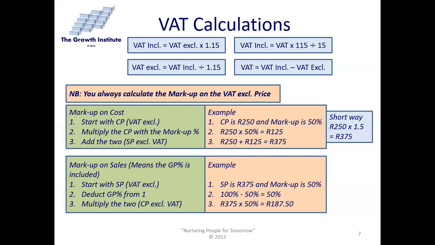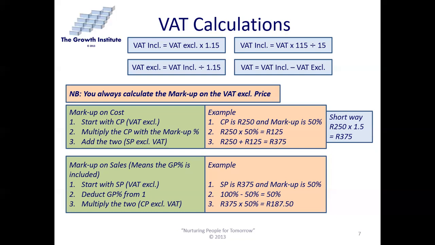Well, then you start with a cost price. Remember, that is VAT exclusive. So there we have the cost price is 250, and we have a markup policy of 50%. What we then do is we multiply that cost price with the markup percentage. So 250 Rand times 50% is obviously going to give us 125 Rand, and then we add the two. And we say 250 plus 125, we are going to sell it. We've bought it for 250. We are going to sell it at 375 Rand, excluding the VAT.